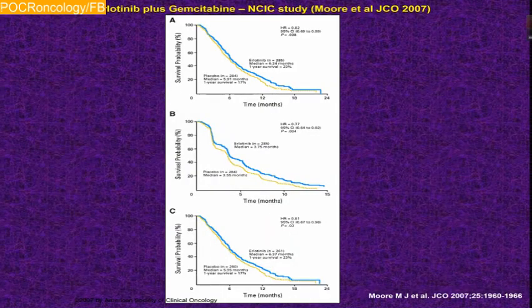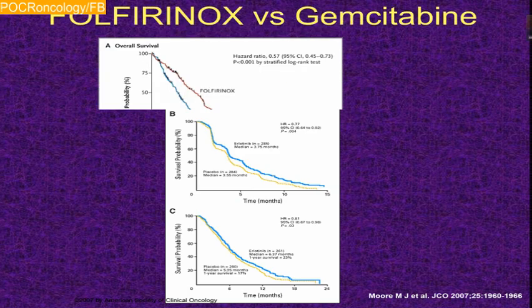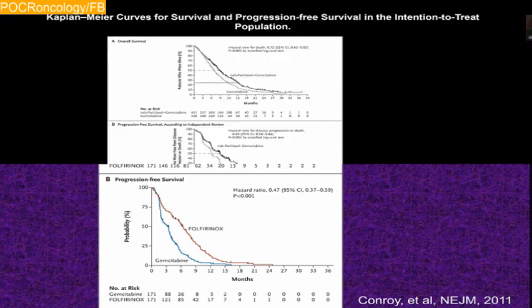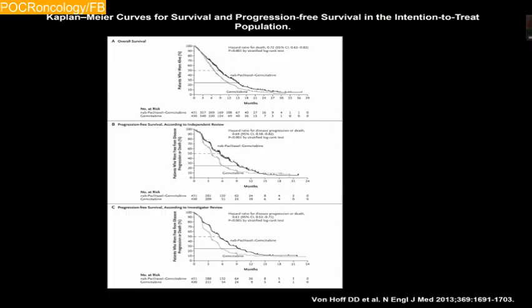This is when gemcitabine was combined with erlotinib, and there was a gain of a couple of weeks over gemcitabine, not only for the overall survival, but also for progression-free survival. And this is the study of nab-paclitaxel compared to gemcitabine. I don't know if you know Dr.